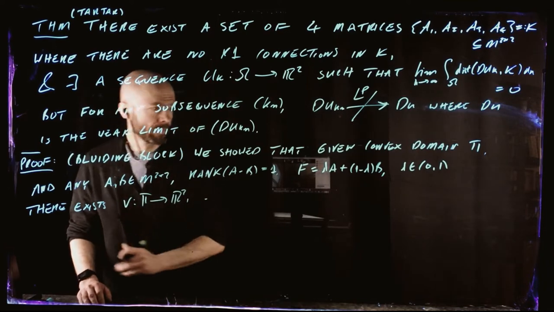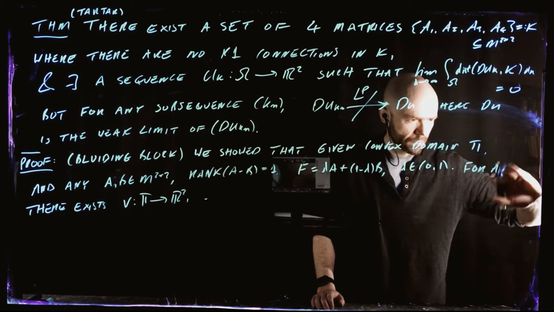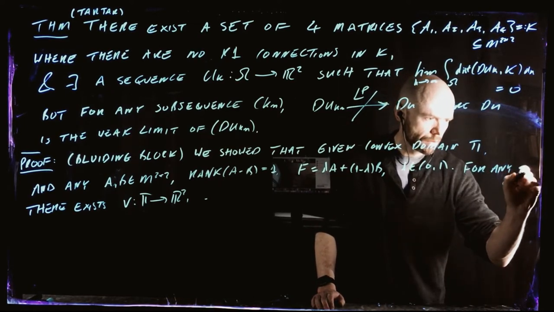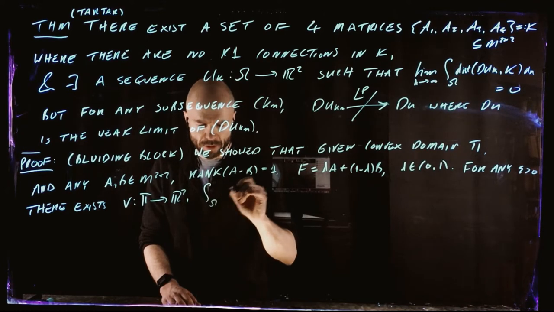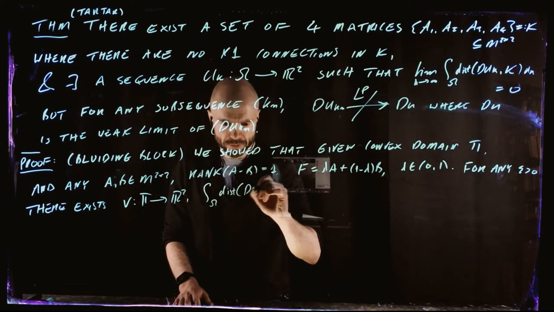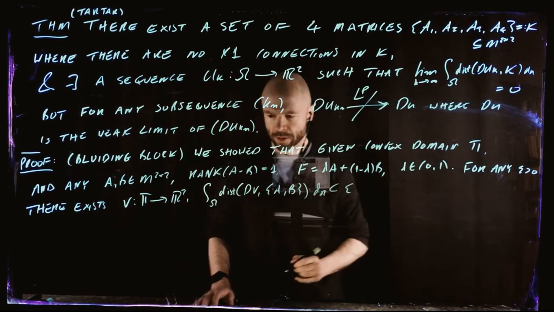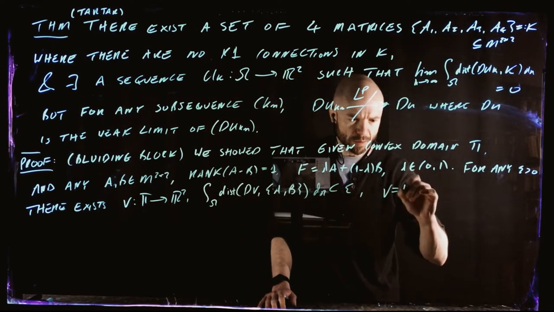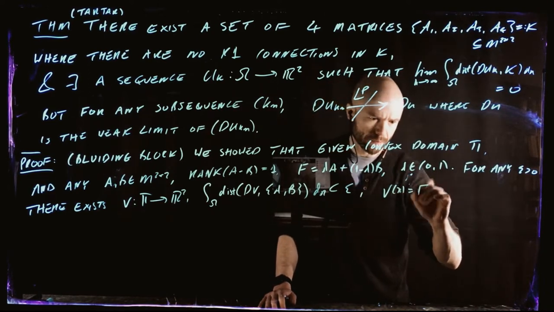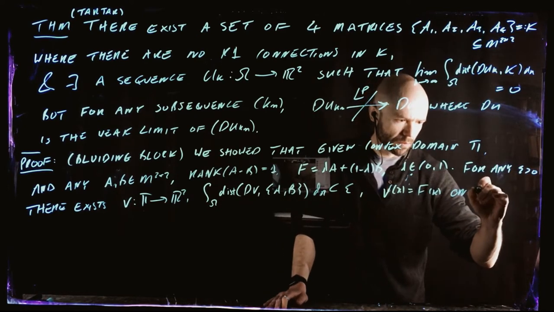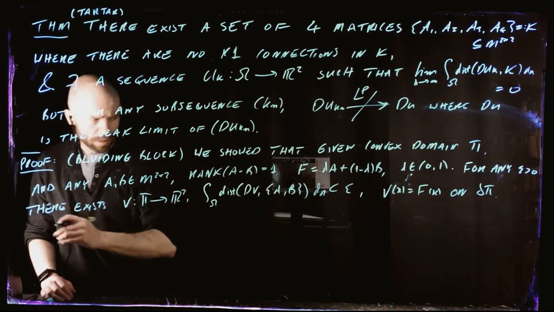or let's say this way, for any epsilon there exists V from Ω to R², which has the following properties: that the integral of the distance of the gradient of V away from the set {A, B} is less than epsilon. Actually, V can be made to be equal to the linear combination of A and B on the boundary. And this isn't relevant for the proof, but it's just interesting, and it will be relevant for something I want to tell you about later.